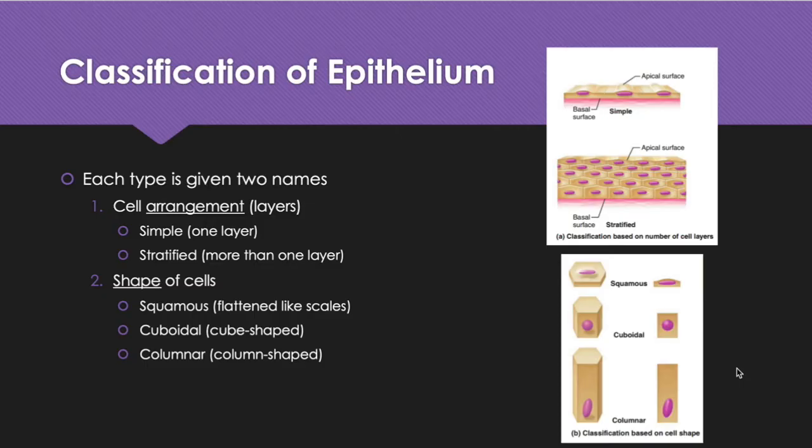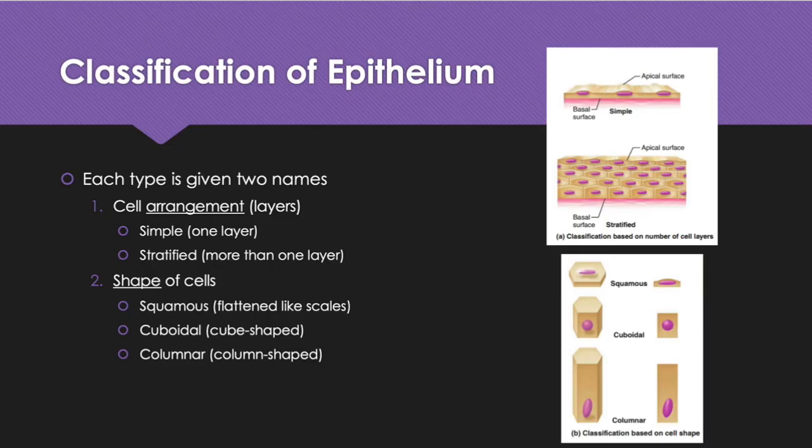Again, the name is going to be two parts. The first word of the two-part name comes from the number of layers, and the second part comes from the shape of the cells. So if you had stratified cuboidal, that would tell you that it is more than one layer because it's stratified, and it would tell you those cells are cube-shaped because cuboidal refers to a cube-shaped cell.